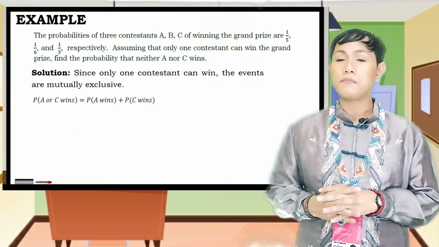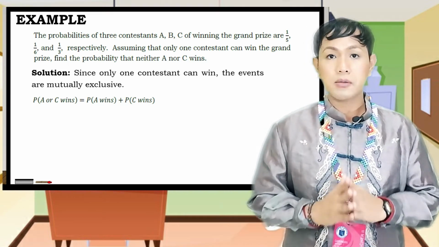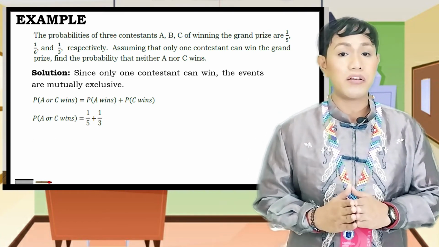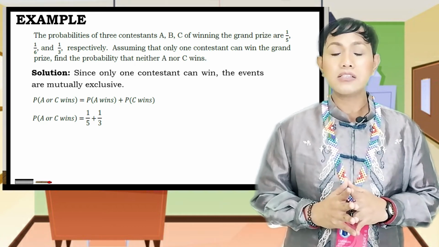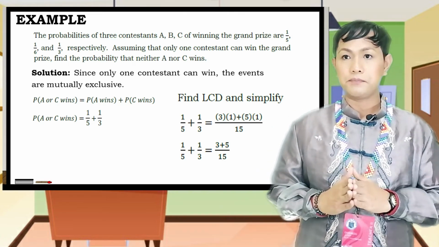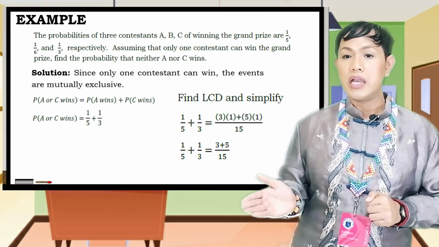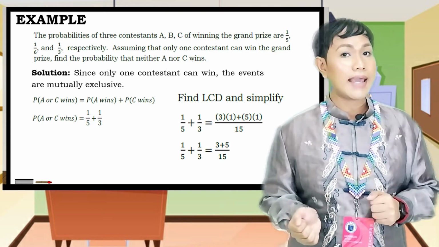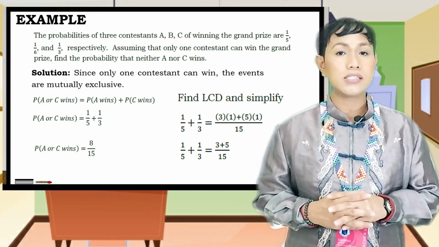So, our solution would now be the probability that A or C wins is equal to the probability that A wins plus the probability that C wins. The probability that A wins is 1/5, while the probability that C wins is 1/3. Adding the two employs the least common denominator or LCD, which is 15. And you can see from our solution that 1/5 plus 1/3 now becomes 3/15 plus 5/15. And that gives us 8/15. 8/15 then is the probability that either A or C wins.